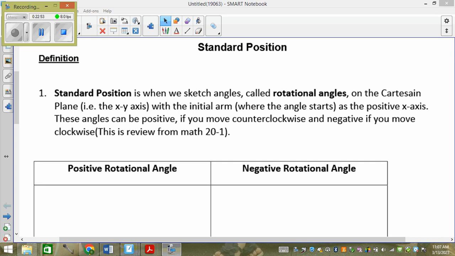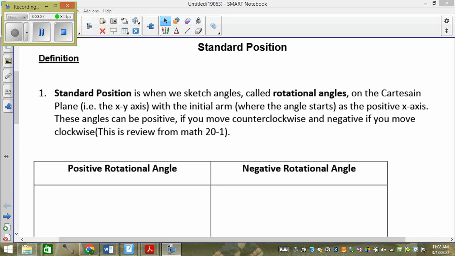Standard position is when we sketch angles called rotational angles on the Cartesian plane with the initial arm where the angle starts on the positive x-axis. You will always start on the x-axis. Last year for most of you, we only rotated in the positive direction, which is counterclockwise. That is what we just did on the unit circle. We started at 0 on the x-axis, went 30, 45, 60, 90, and so on. We went counterclockwise till we got to 360, correct?